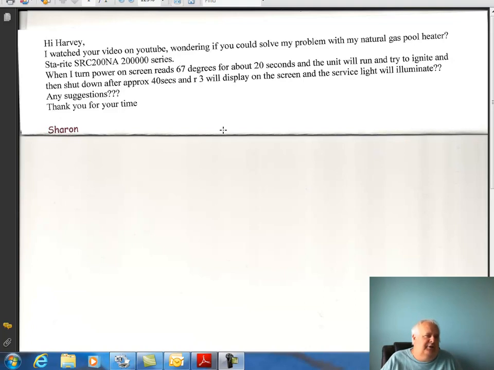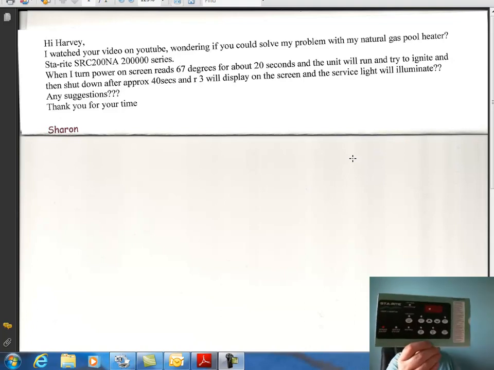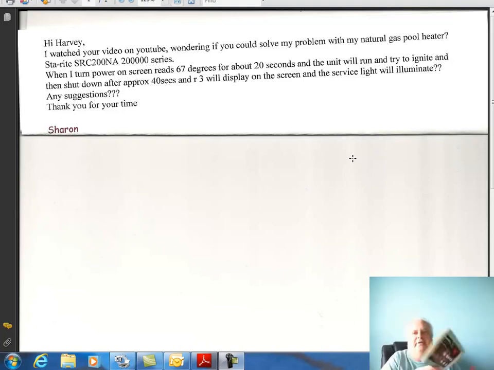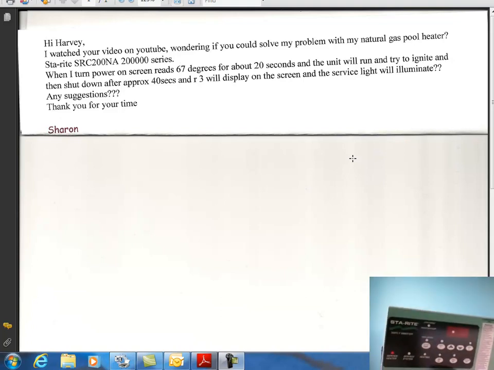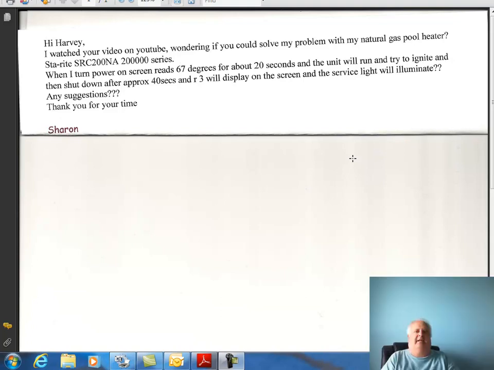This right here is so general, not knocking the poor young lady, she probably doesn't know. But here's a picture of the top of a STA-RITE heater. Now, this is an old cheat card. On the top you physically see the service heater light come on, your temperatures and everything else like that.